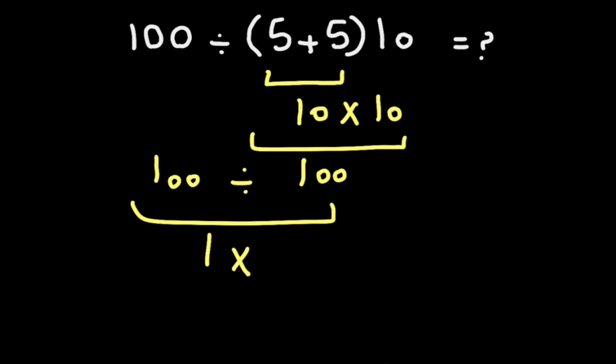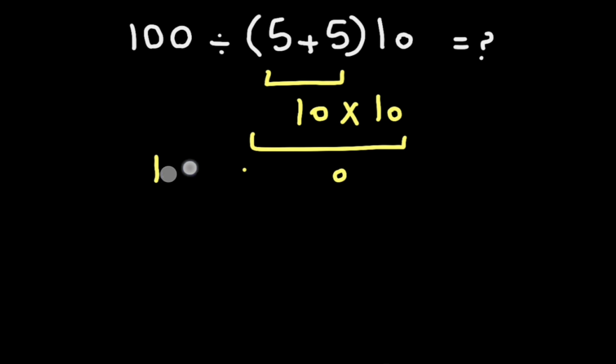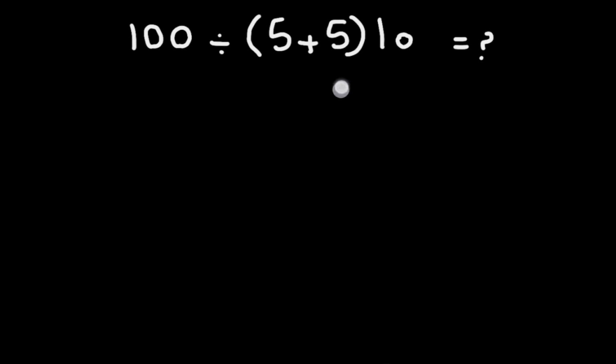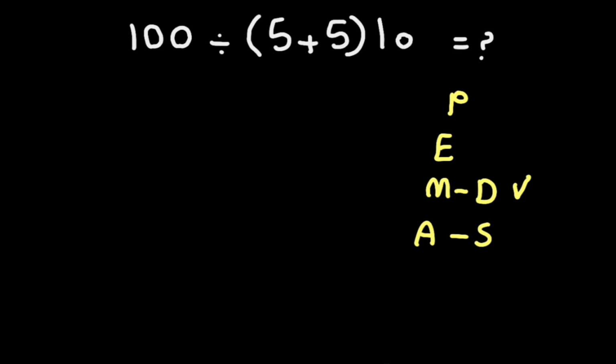But this answer is not correct because according to the order of operations, we have to solve this math expression in this way. First, parentheses, then exponent, then multiplication or division, and then addition or subtraction. Remember that multiplication and division have equal priority, and addition and subtraction have equal priority too.